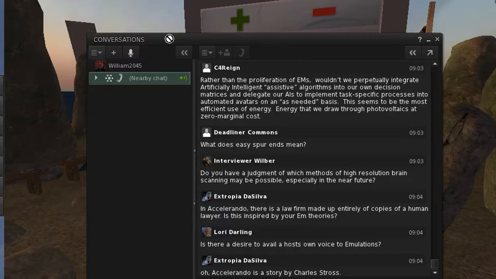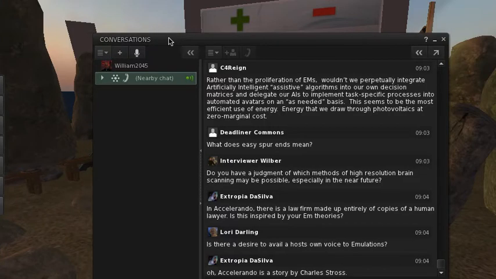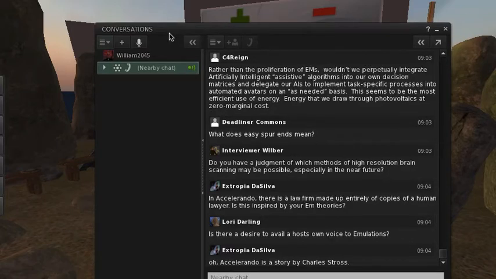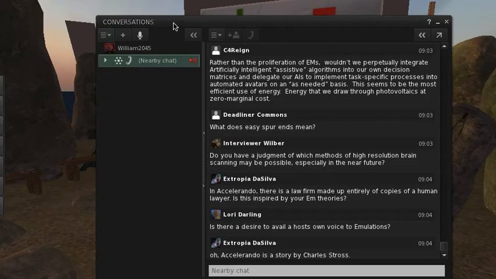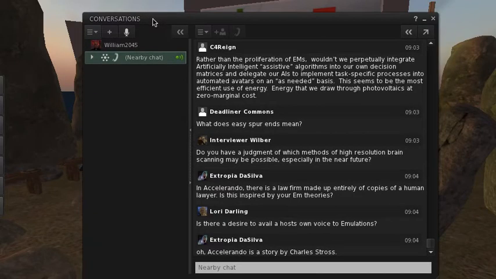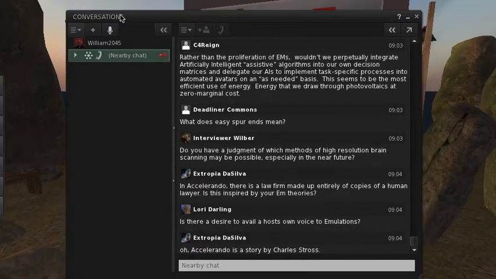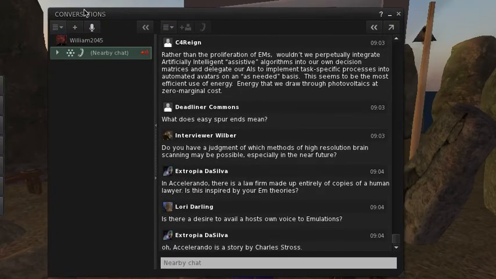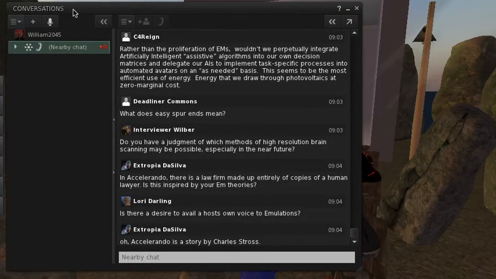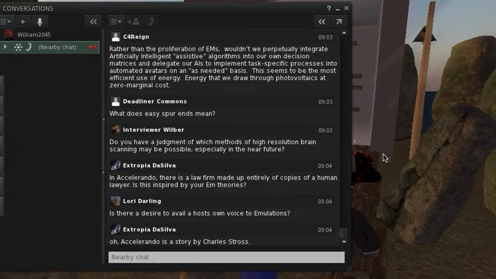Let me move on to now some of the questions that are listed here, and as a suggestion, I will repeat the question. So one question from C4 Rain is, wouldn't we perpetually integrate artificially intelligent assistant algorithms into our own decision matrices and delegate our AIs to implement task-specific processes into automated avatars on an as-needed basis? This seems the efficient use of energy. So this is related to the last question.